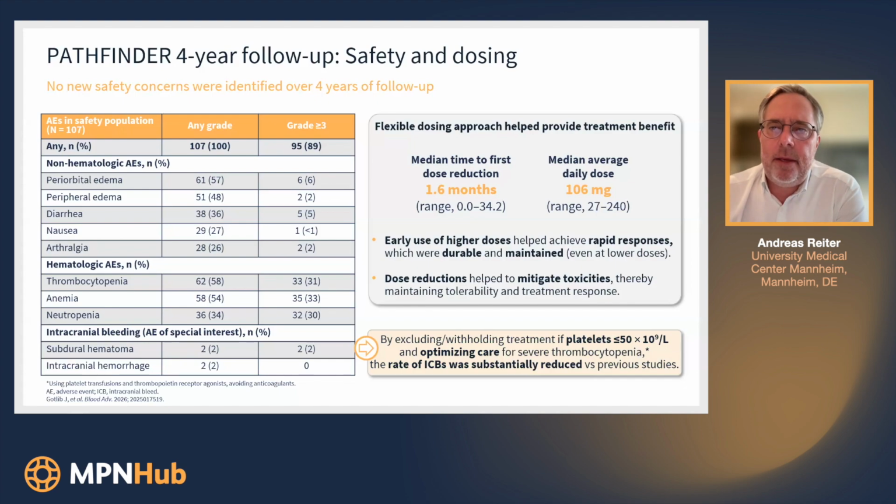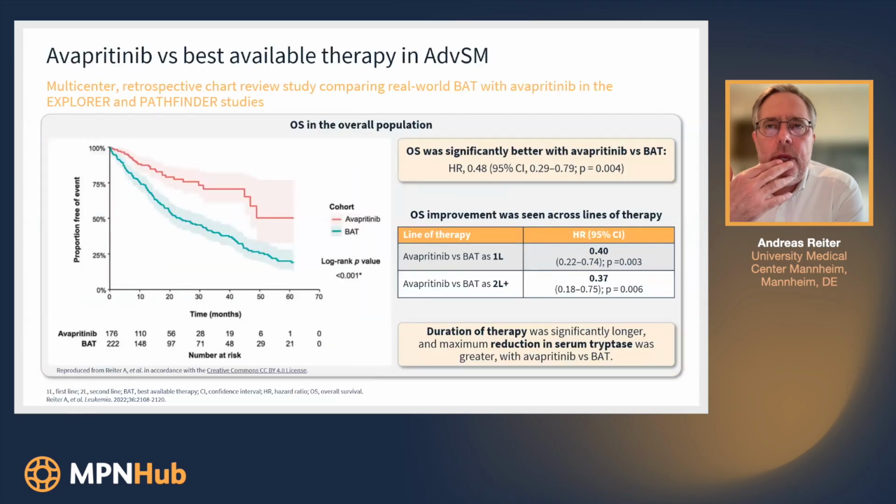And in the Pathfinder study, the median daily dose was about 100 milligrams. And then finally, we also performed a retrospective comparison of survival. I mean, there will never be a randomized trial because the disease is so rare. And here you can see the survival curve in red for avapritinib versus best available treatment.